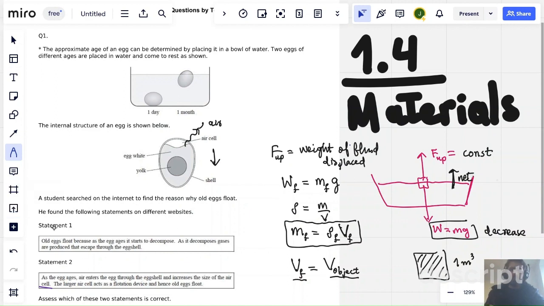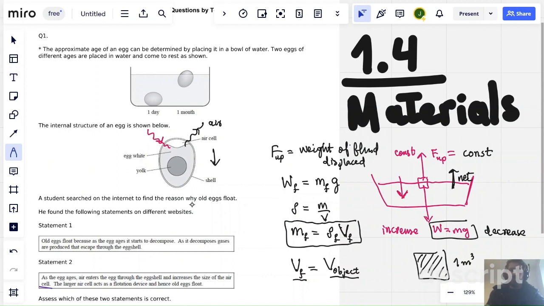Now, what about the second statement? I'll change color. In the second statement, as the egg ages, air enters the egg through the eggshell and increases the size of the air cell. Okay, in the second statement, we have something entering the egg, and as a result, the weight of the egg will increase. But upthrust, as I've already mentioned, does not depend on the mass of the egg. It only depends on the volume of the object. Since volume is not changing, upthrust will remain constant. But in this case, since weight has increased, the net force on the object will be downwards. So the object will sink.